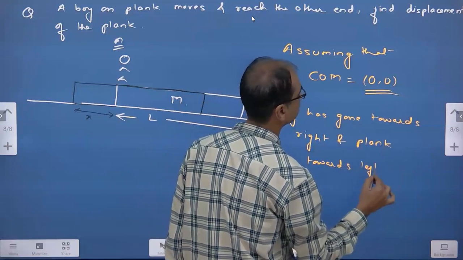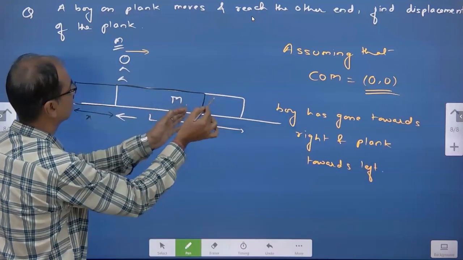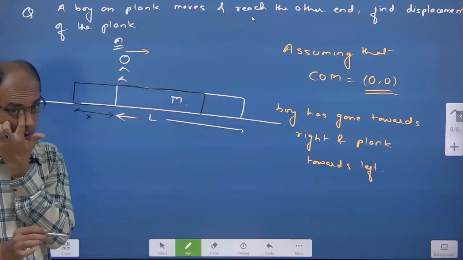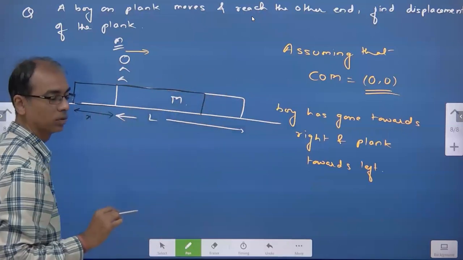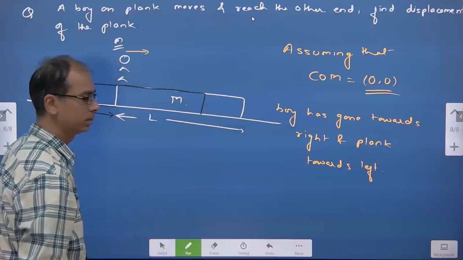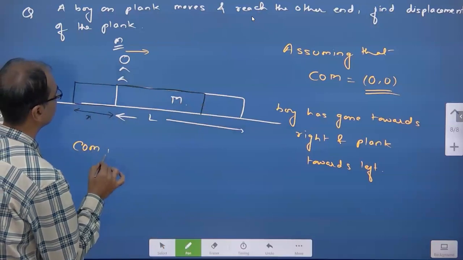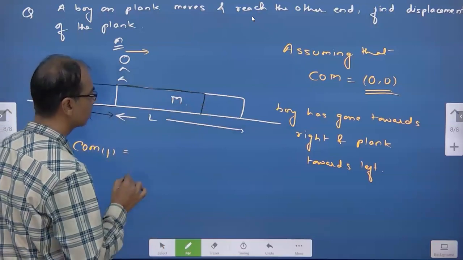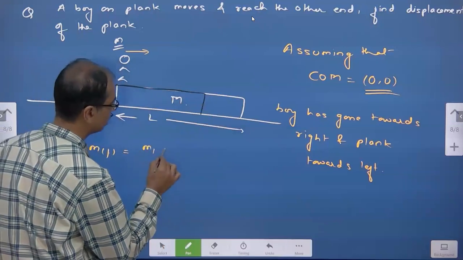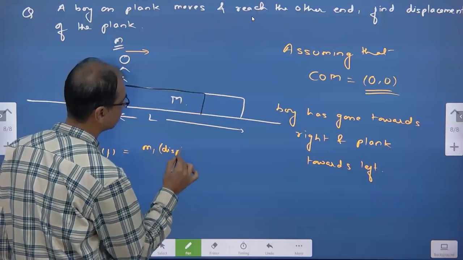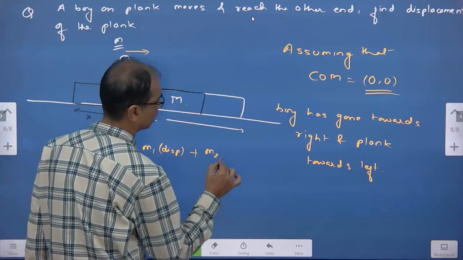Simple. We are able to see that the boy is going like this, its velocity is like this, going that direction, and the plank has gone left. Then where is the center of mass? 0, 0. It will remain at 0 only. So the final position of center of mass I am writing as COM final, equal to M1 into displacement of M1 plus M2 into displacement of M2.